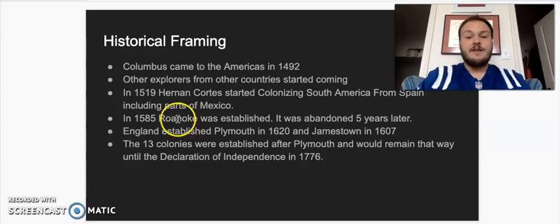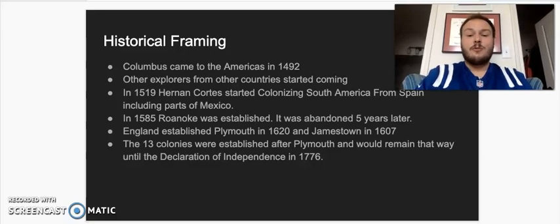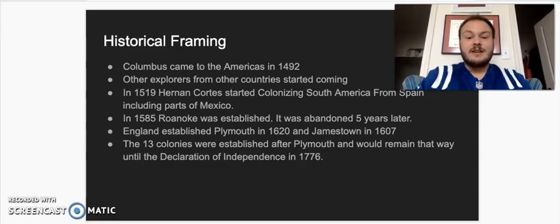Following that, in 1585, you had the colony of Roanoke that was established, but it was actually abandoned 5 years later, and it's kind of a cool American mystery. Outside of that, you had England establishing Plymouth in 1620 and Jamestown in 1607, which is the start of the English colonization in America. And then lastly, and arguably one of the biggest, the 13 colonies were established after Plymouth and would remain that way until the Declaration of Independence in 1776. So let's go ahead and get a little more of the specifics.